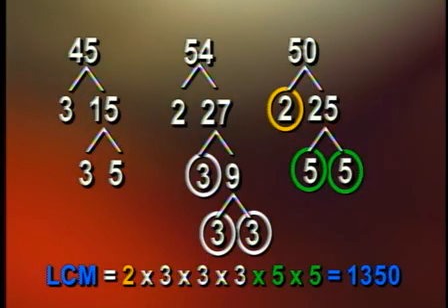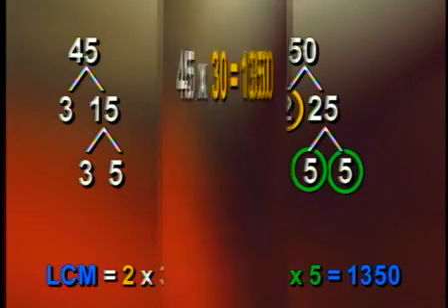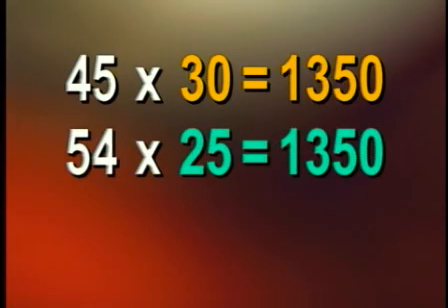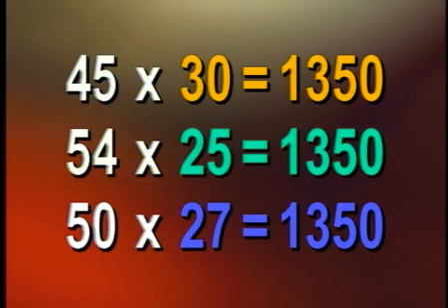As we can see, 1,350 can be obtained by multiplying each of the numbers in question by a whole number. 45 times 30 is 1,350. 54 times 25 is 1,350. And 50 times 27 is 1,350. 1,350 is the smallest number that can be obtained by multiplying 45, by multiplying 54, by multiplying 50 by some whole number. It is the least common multiple of those three.